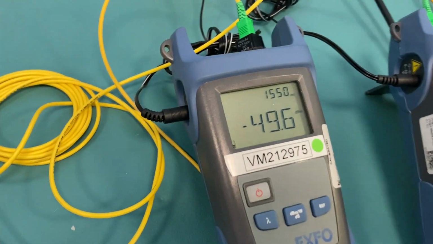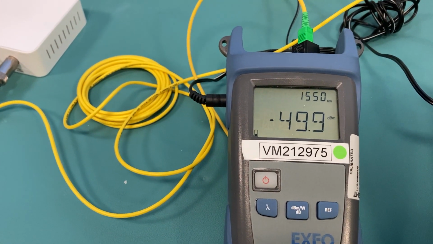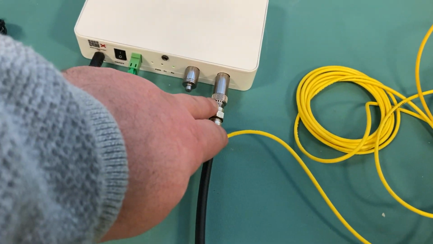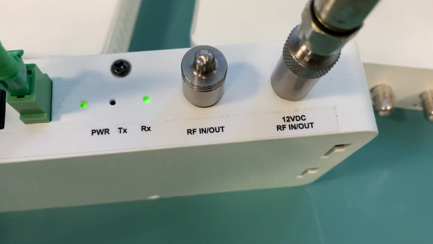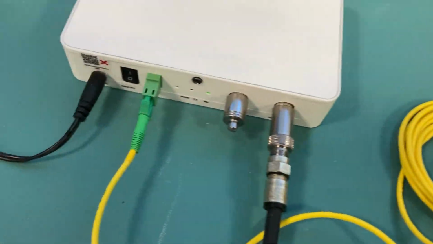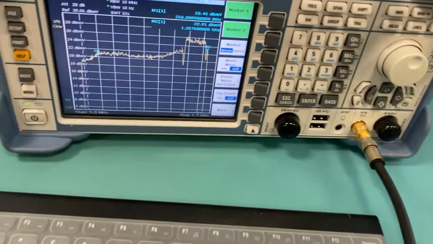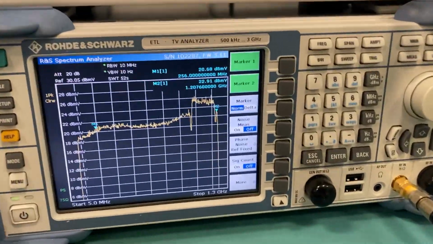There is an additional EXFO unit here, which is an optical power meter used for measuring the light levels and what have you. Anyway, out of the ONU, what we're calling port 1, which is actually the 12 volt DC and RF power port. So out of there, into a spectrum analyzer. In this case we're using the Rohde & Schwarz ETL spectrum analyzer. Sorry for the shaky camera.